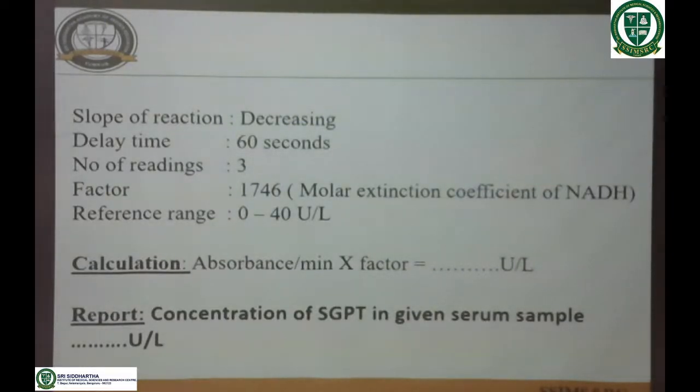Don't worry about the factors and number of readings. This will be applicable in the clinical laboratory for the machines. It is not much needed, just concentrate on the reference range. When it comes to the calculations, the absorbance is multiplied by the factor, which will be provided by the different companies. That factor has to be applied, and we will get some values based on that. We have to determine the results. In the report we have to write the concentration of SGPT in the given serum sample, whatever values we are getting.